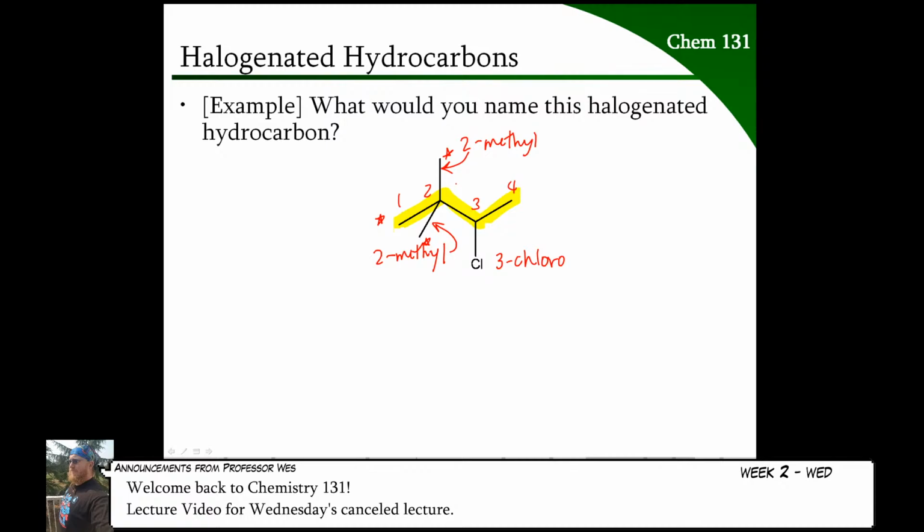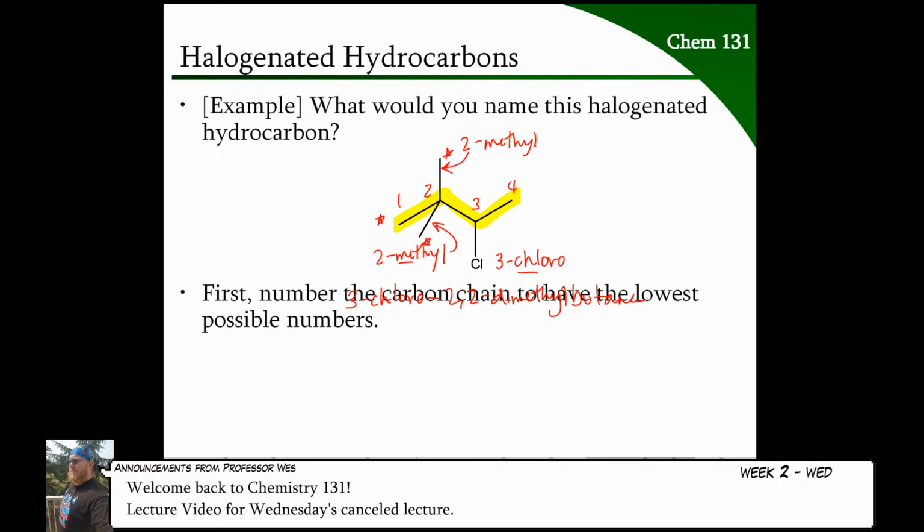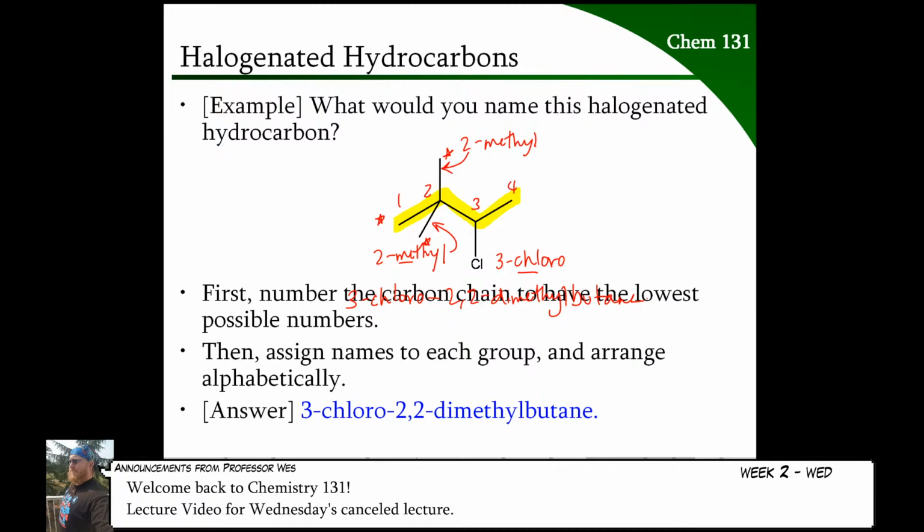And so now I just got to arrange everything alphabetically. So chloro comes before methyl. So this molecule should be 3-chloro, 2,2-dimethyl. And then what is it? It's got 4 carbons in our chain, so it's a butane. All right. Oh, my text appeared over it, but there's the name of it.